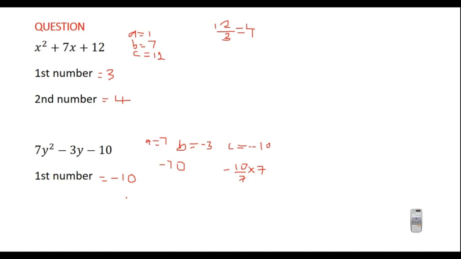Now this is how to find the second number. Divide A times C by the first number. In this case, you know that A times C is negative 70, and the first number is negative 10. So you are going to have negative 70 divided by negative 10. Negative is going to cancel negative, then you are going to have 70 divided by 10, which is 7. So the second number will be 7. So the two numbers that you need are negative 10 and 7.